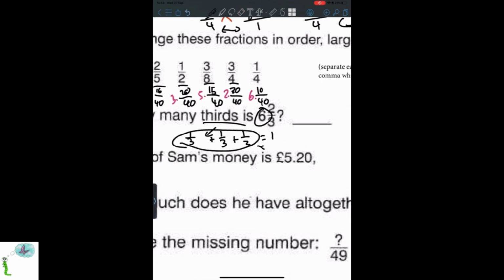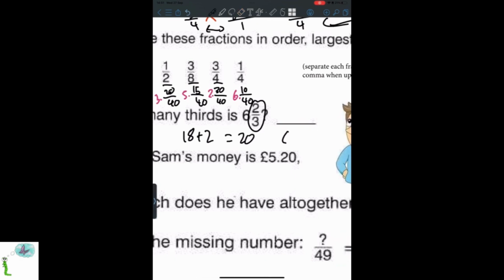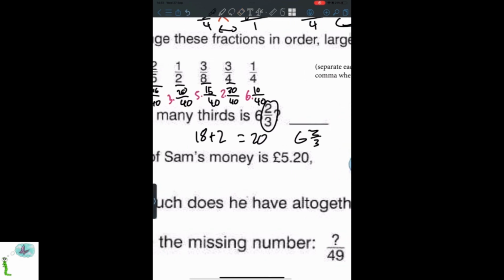So we're going to need 3 times 6, which is 18. So we've got 18 thirds will make 6 wholes. There's still 2 over 3 left, right? We still need that. So where are we going to get the 2 over 3? Well, it's just another 2 thirds. So we add the 2. And there we go. 20 thirds will make 6 2 over 3.